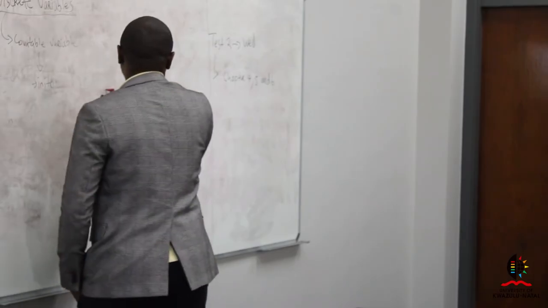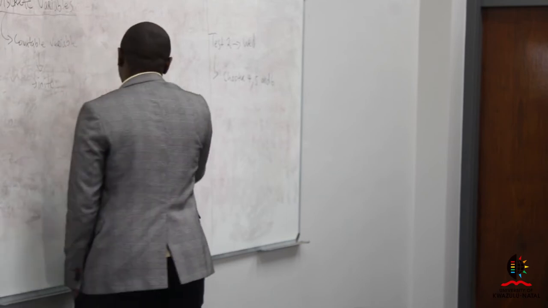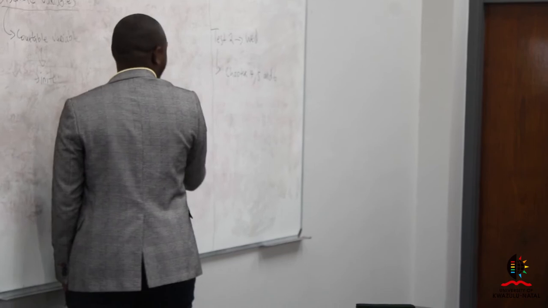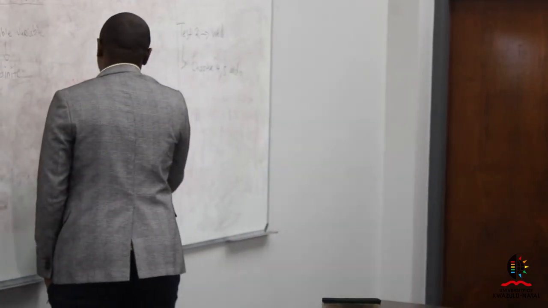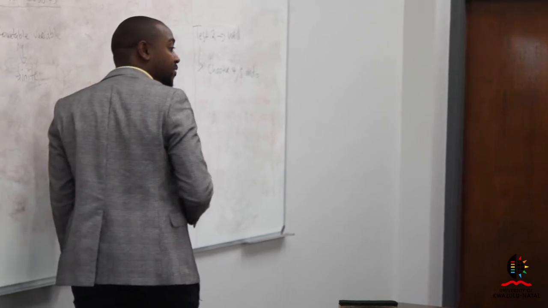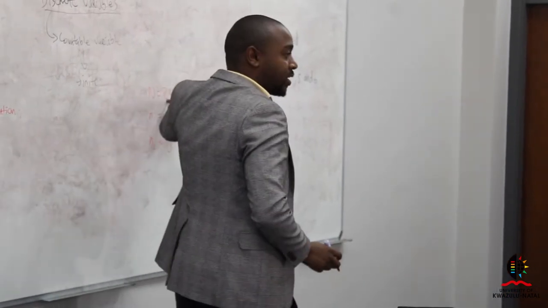So what is your population? 20. What is your N1, your first sample? 5. What is your N2? 15. Obviously, because 5 plus 15 is 20, right?